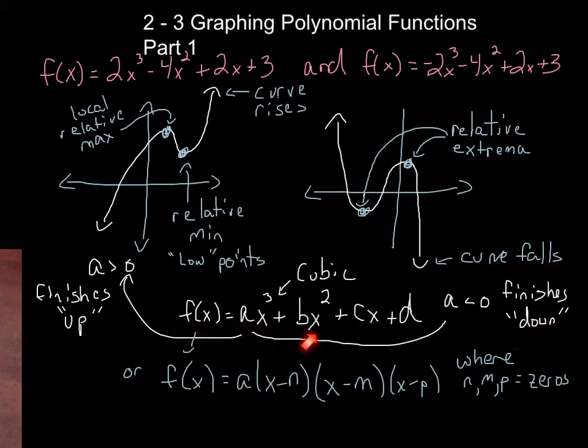Here's the multiplied version of a cubic polynomial, and here's the factored version. Notice a has been factored out. A will just be some positive or negative coefficient, where n, m, and p are the zeros. Notice there are 1, 2, 3 zeros because this is a cubic function. Alright, pause this video and copy the rest of this screen.